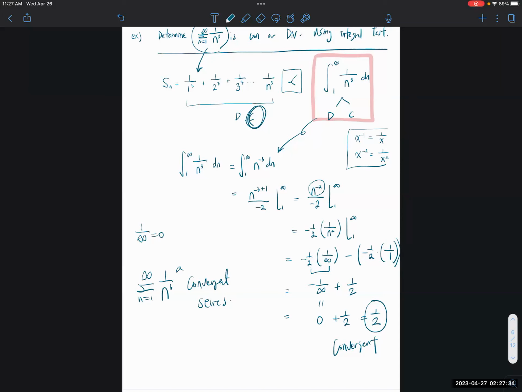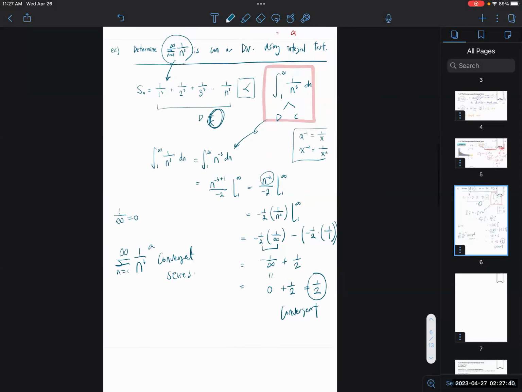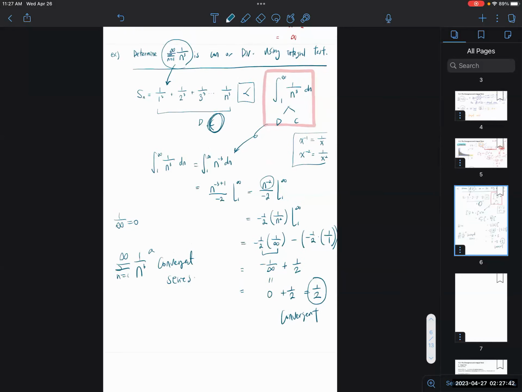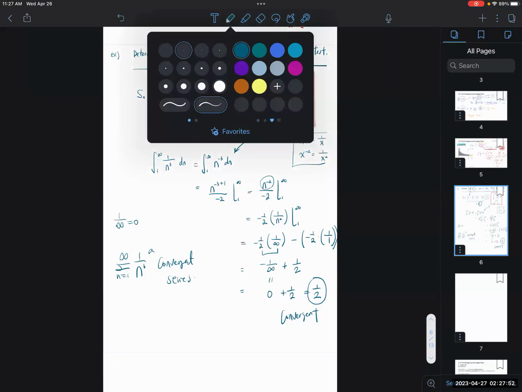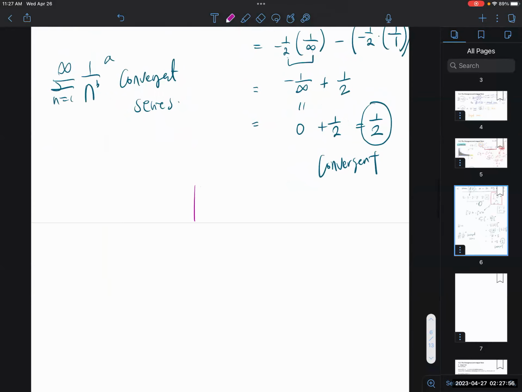It's pretty helpful. I'm just going to write a couple sentences here. Does it make sense to you? You can pause the video and think about it, maybe come back. From this observation, I can make the conclusion of the integral test. So let me go down. From here, we see that the integral test is very useful.